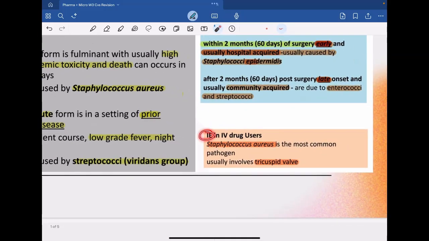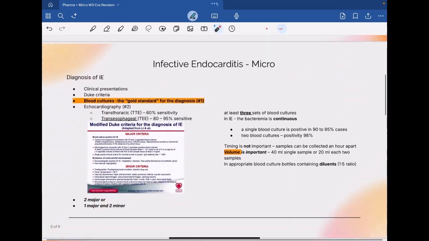For infective endocarditis in IV drug users, the most common cause is Staph aureus, and then comes Pseudomonas. But most common is Staph aureus. Just think of that for now. And it's usually involving the tricuspid valve. For infective endocarditis in IV drug users, just think of the tricuspid valve.